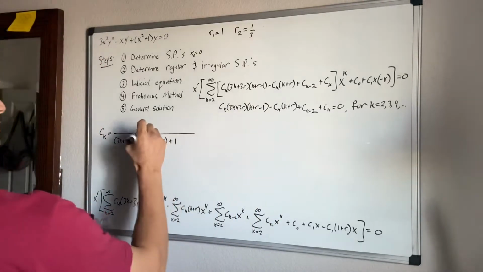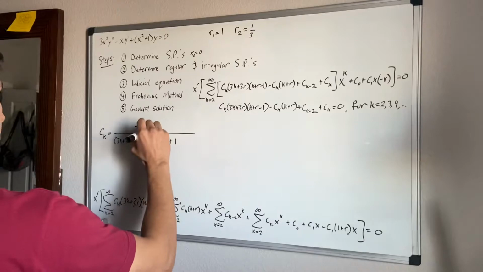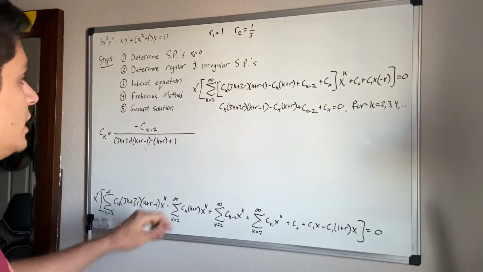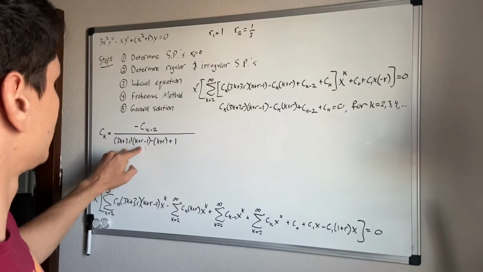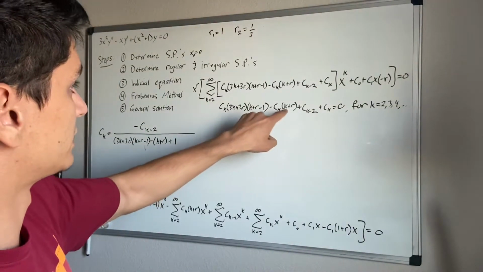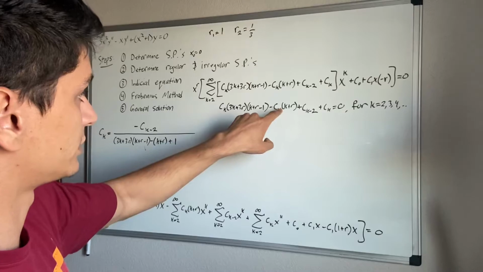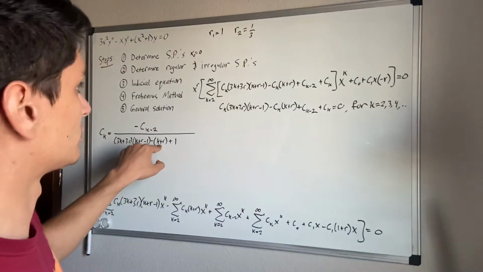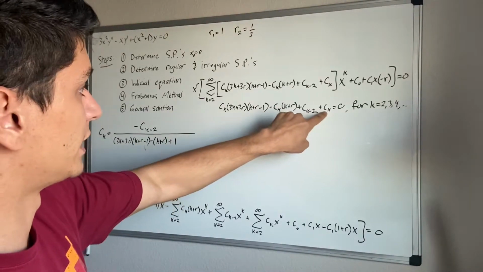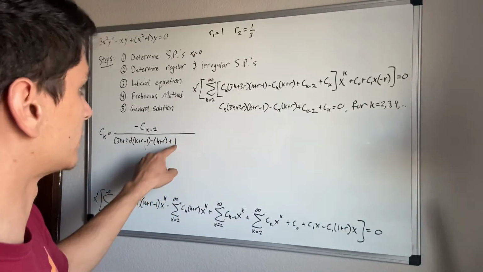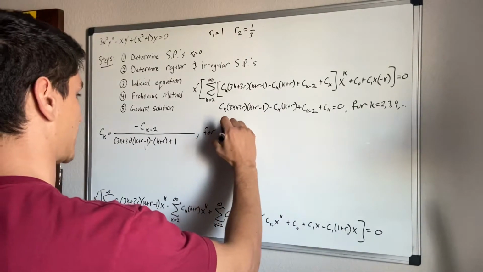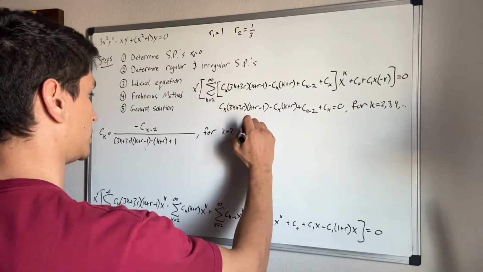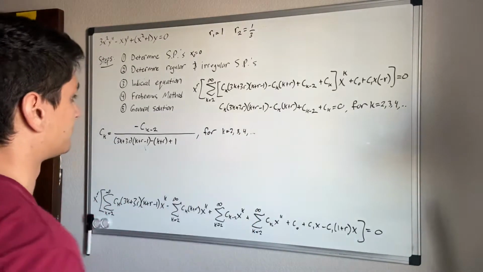Then minus c sub k minus 2. Because these terms are from the first c sub k right here, this minus k minus the quantity k plus r is this term right here, and then c sub k makes that factor a 1 right there. And this is still true for k equals 2, 3, 4, dot, dot, dot.